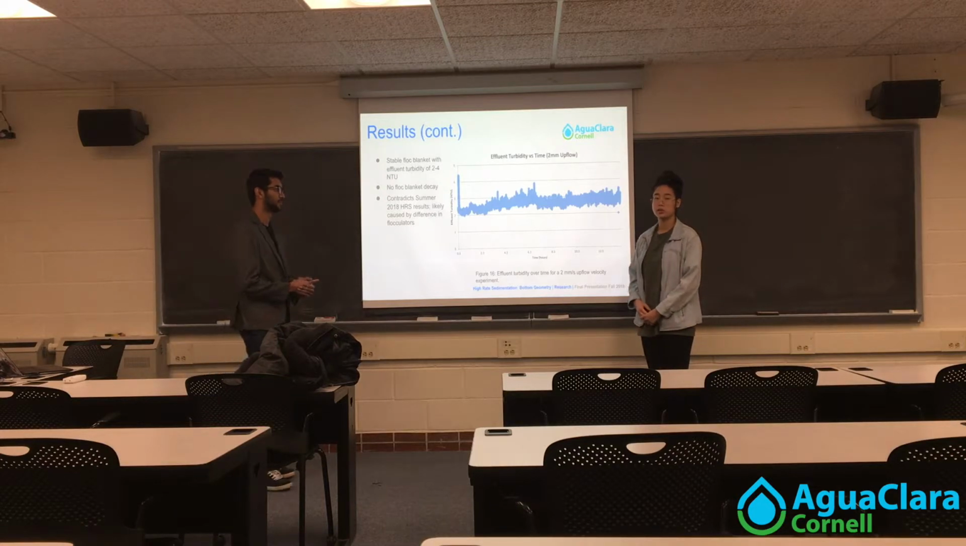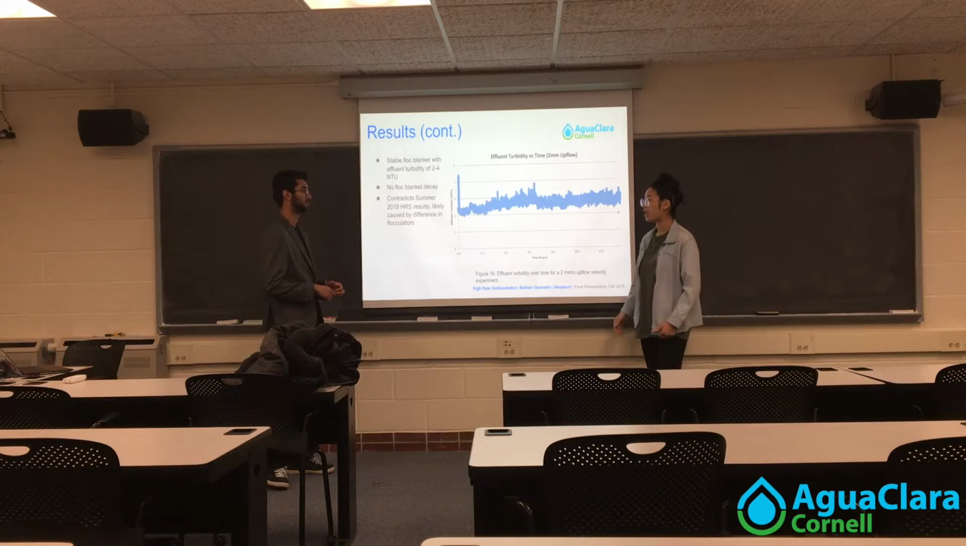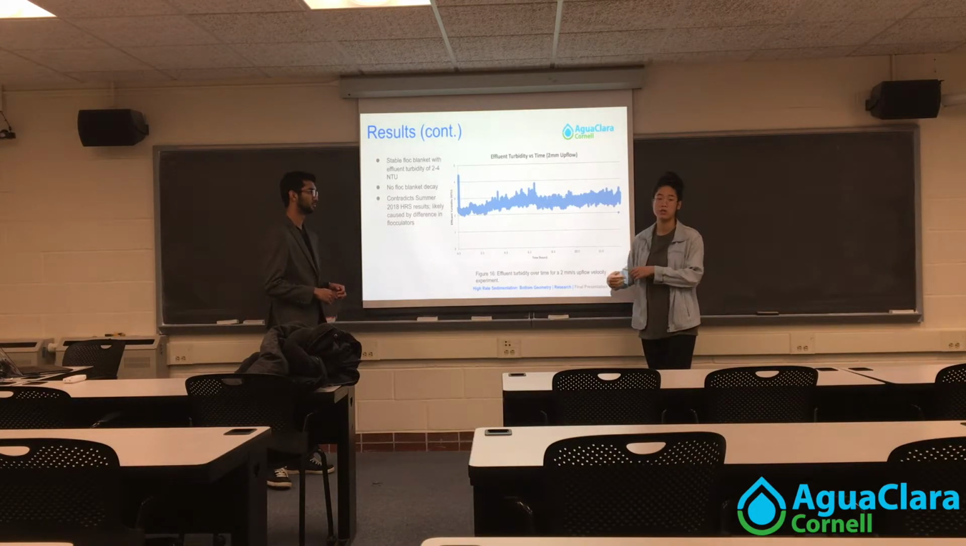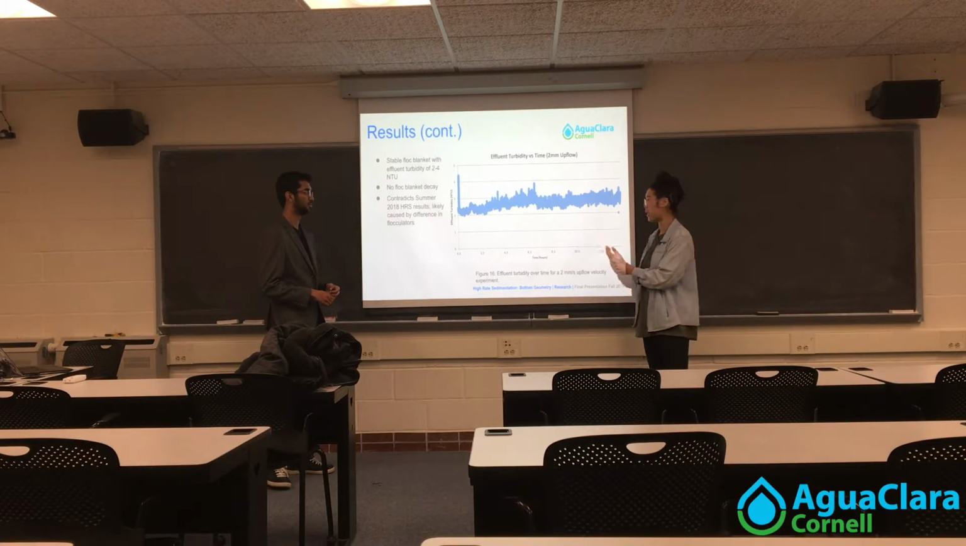And we also wanted to run another baseline at a 2 millimeter per second upflow velocity, and we were able to create a stable flock blanket with a low effluent turbidity of 2 to 4 NTU. This contradicts the summer of 2018 HRS team's results, where they weren't able to get a flock blanket at all at this upflow velocity, but we attributed the difference to the difference in flocculators.